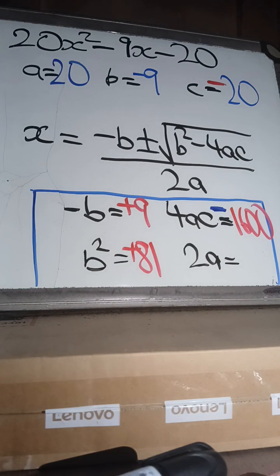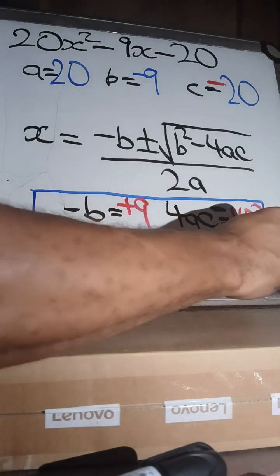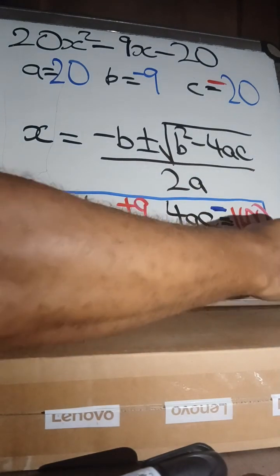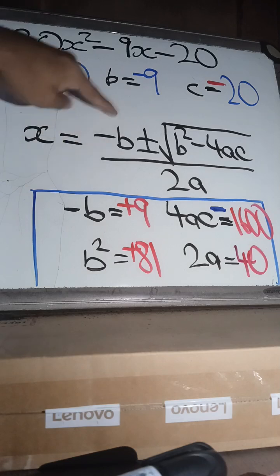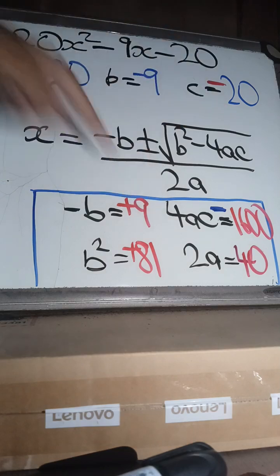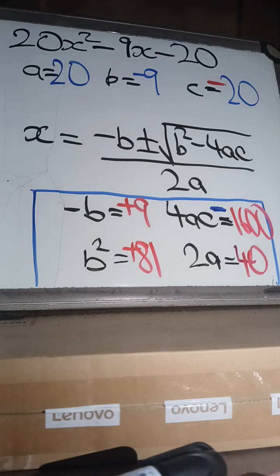Now, 2a is easy, because a is 20, so just add 20 plus 20, you get 40, there you go. So we're done now. When you have this, you don't have to waste any time. You can just start replacing each of them with what we have here. You can literally just replace them. So we can do them one by one.